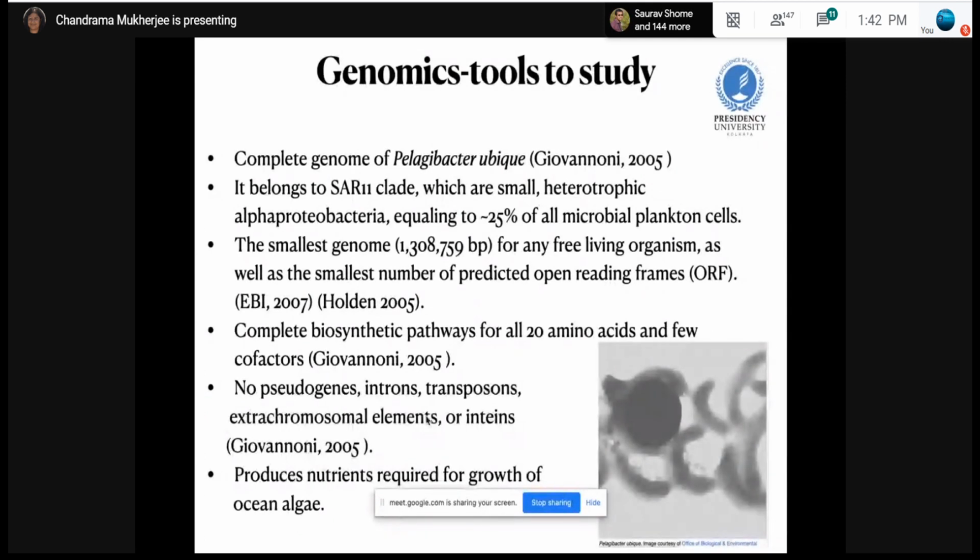Scientists collected this organism throughout the world, and it was very surprising to notice that this organism, independent of its geographical location, has no mutation. And this is really important. This organism is really important for the growth of the ocean.